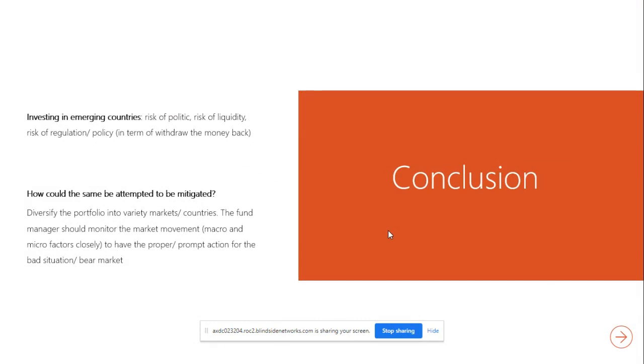As mentioned, investing in emerging markets contains a lot of potential risks, such as risk of politics, risk of liquidity, risk of regulation, policy, and you may not be able to get the money back after a few years of investing. So how could this kind of risk be mitigated? Actually, we should not put all the eggs into one basket. Therefore, diversifying the portfolio into a variety of markets and countries is a good choice to mitigate the risk.